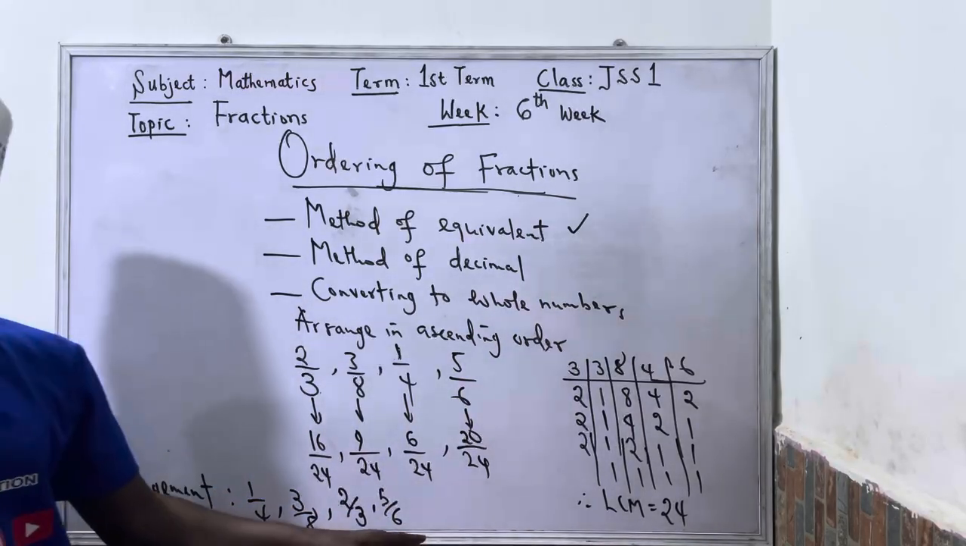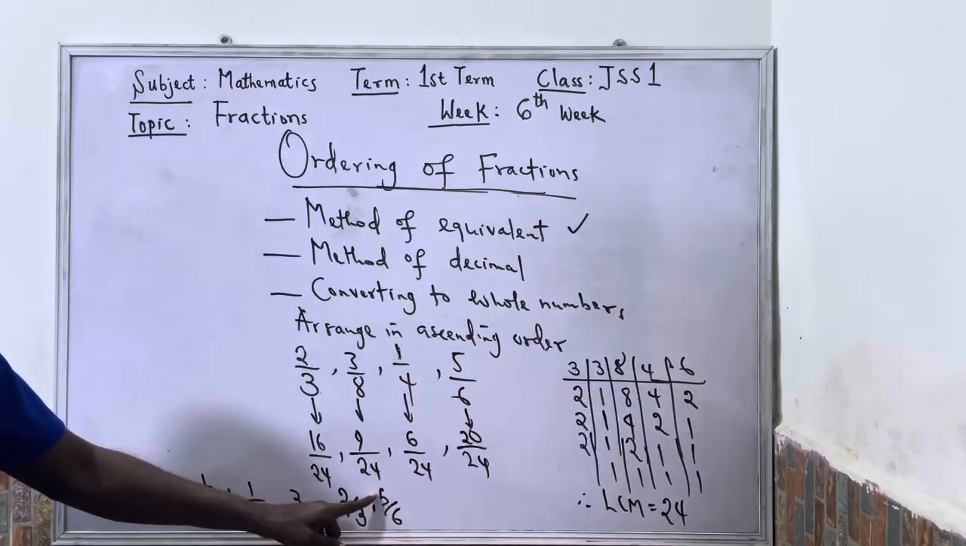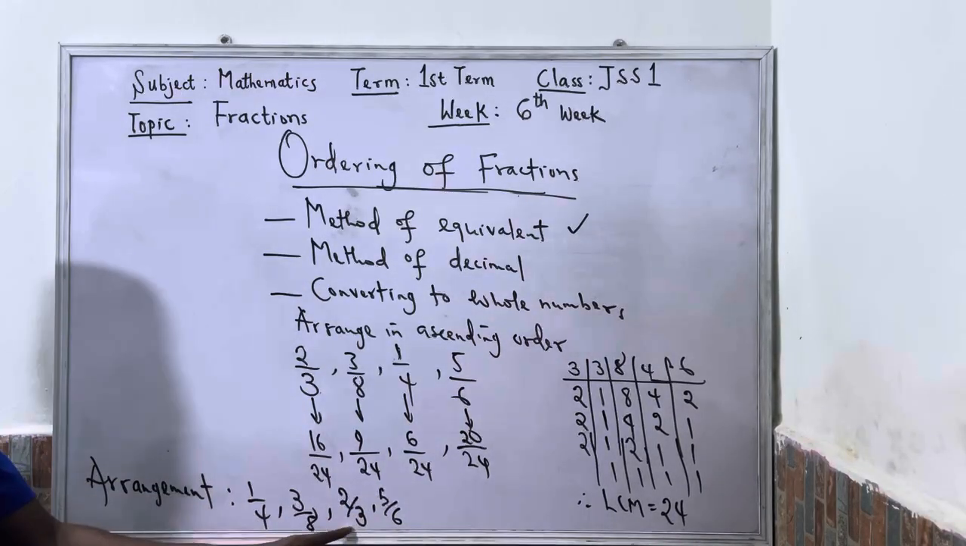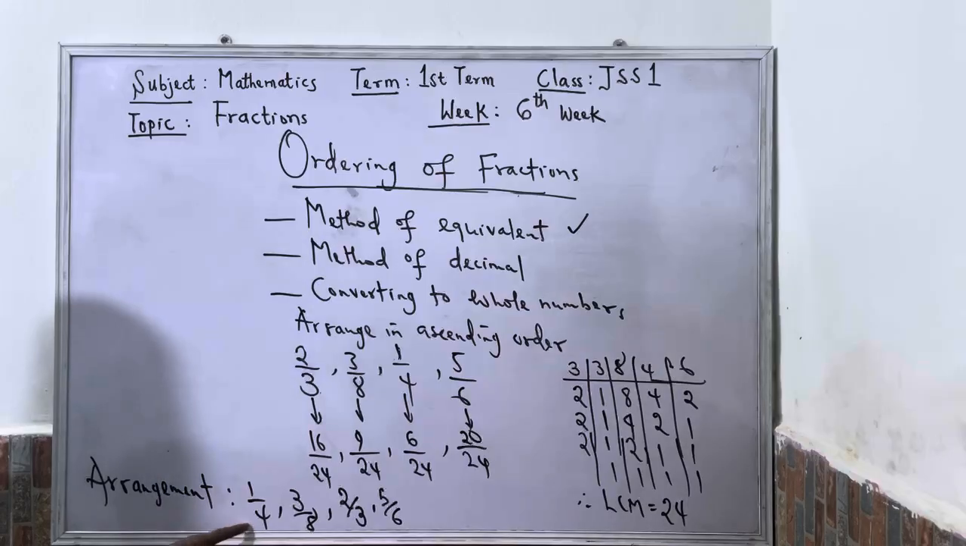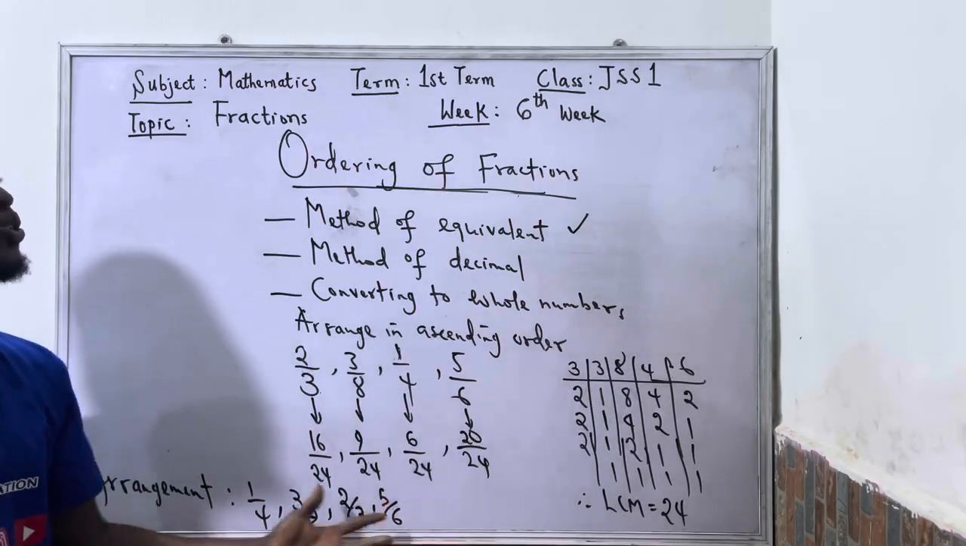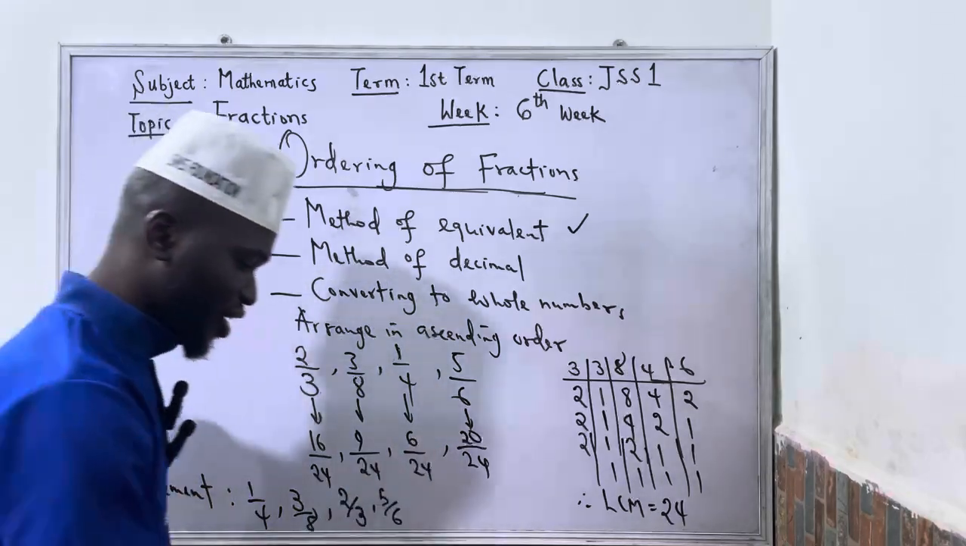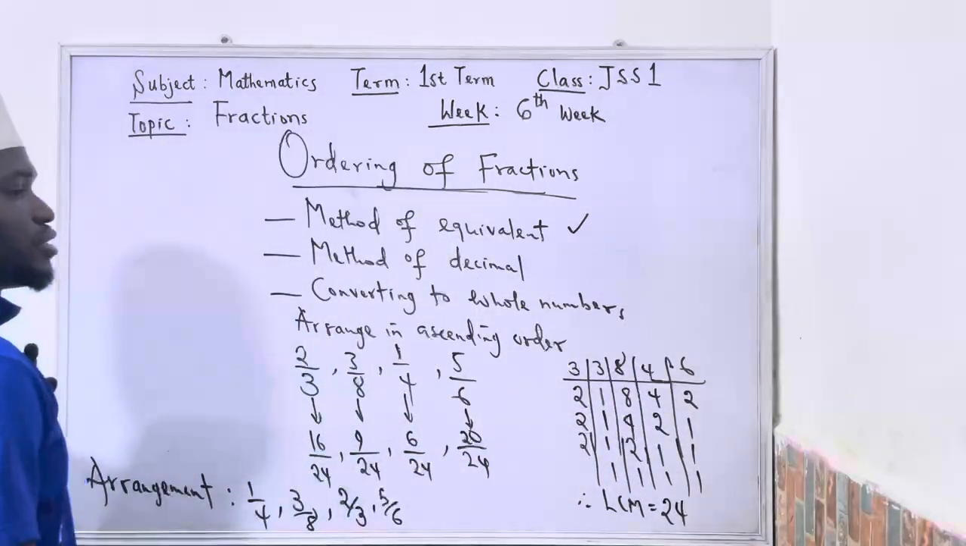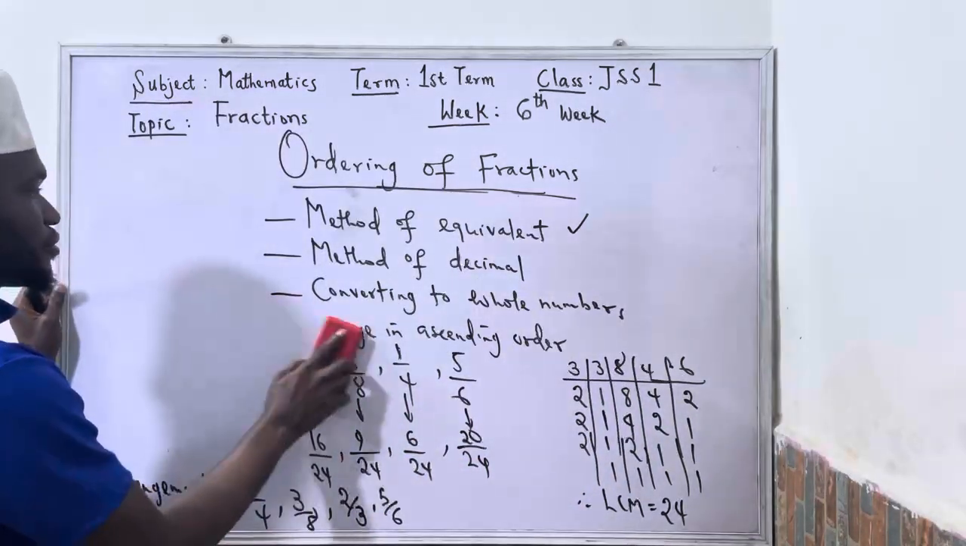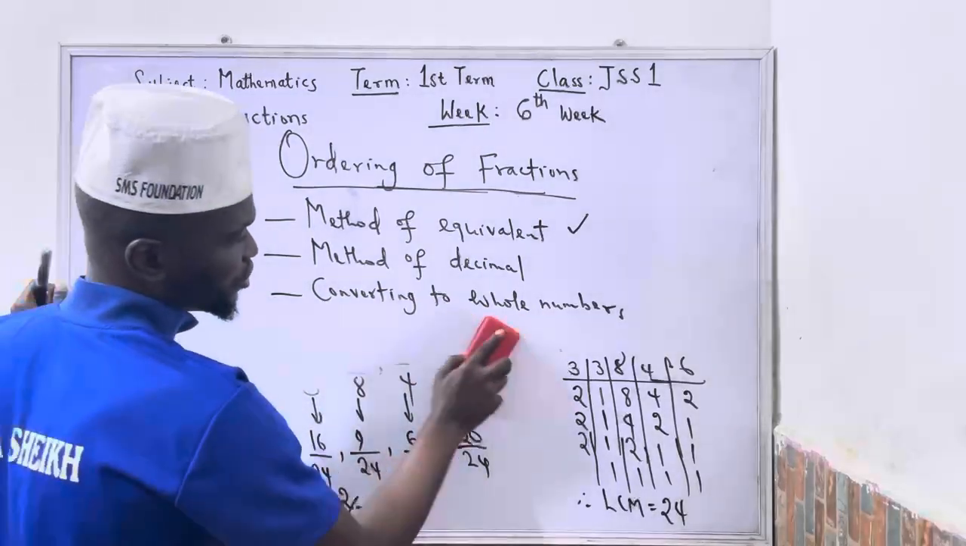If the question wants descending order, that means you have to start with 5 over 6, then come down till you get 1 over 4. That is descending order. So this is how to do this method. Very good. Okay, I can rub this off.